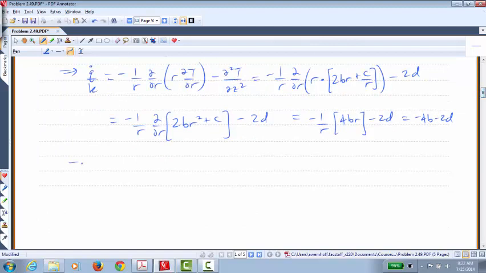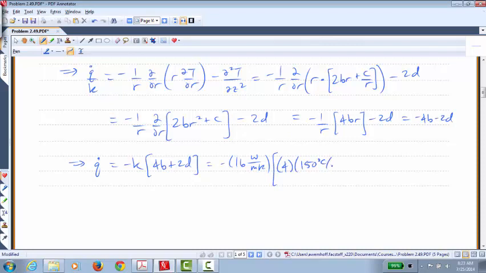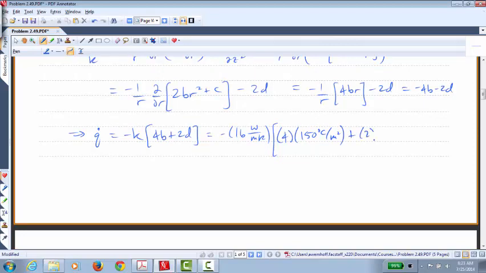So effectively then, we can solve for Q dot is equal to minus K times 4B plus 2D. So it's going to be minus 16 watts per meter Kelvin times 4, and then B is 150 degrees C per meter squared, plus 2, and then D is negative 300 degrees C per square meters.